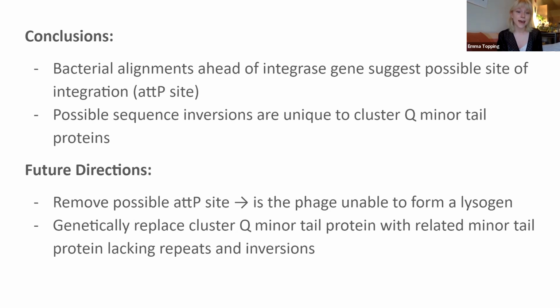So our conclusions are that these bacterial alignments ahead of the integrase genes suggest that this is the possible site of recombination, or the @P site. And these possible sequence inversions seem to be unique to our cluster Q minor tail proteins, which makes them an interesting way to study other genetics. So far, our research has been only genetics and no physical experiments, but if we were to test this further, we would try removing that @P site to see if the phage can form a lysogen, and we would also genetically replace the cluster Q minor tail protein with a different minor tail protein, just to see how these inversions affect the phage at large.